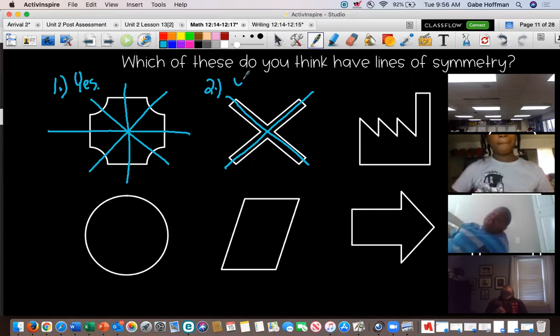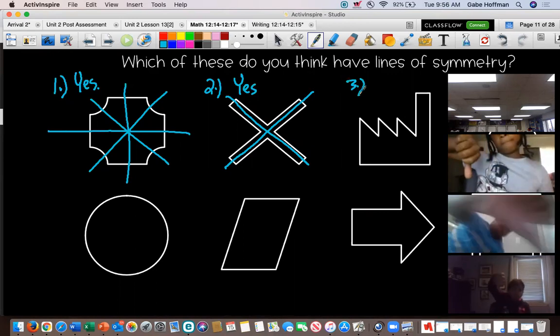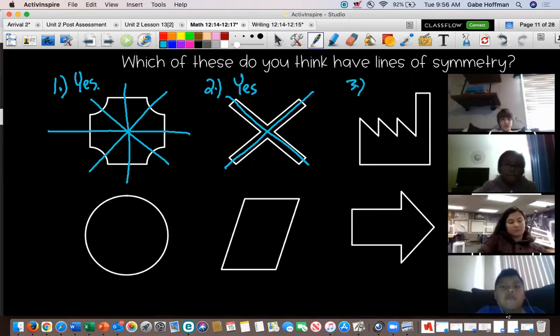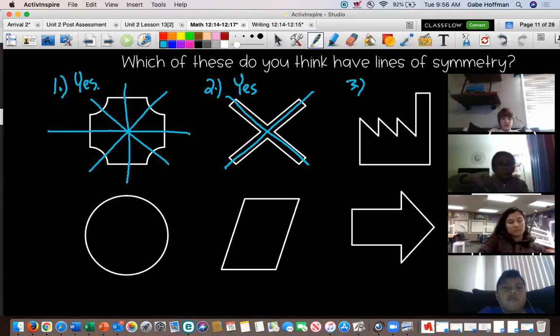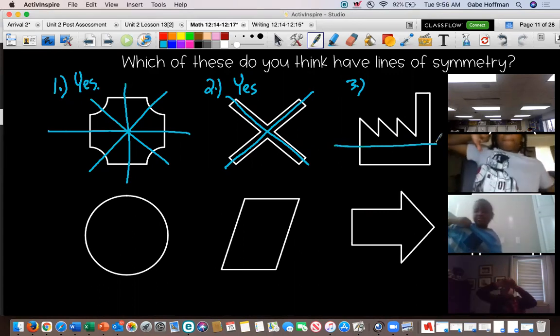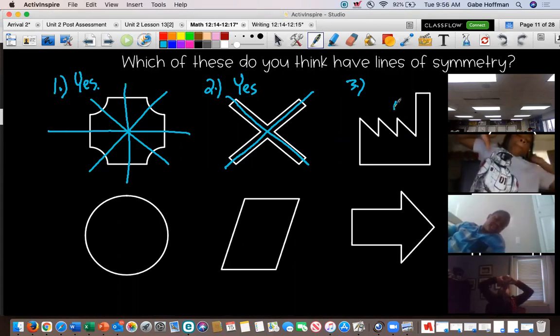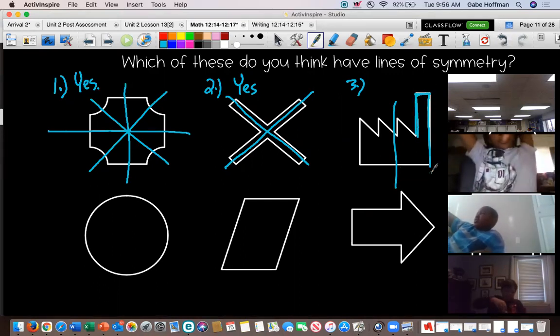Number three, yes or no? Does it have a line of symmetry? Yes or no for number three? Hey, just give me a thumbs up or thumbs down. You don't need to say it out loud because I want other people to get a chance to think, okay? Very good. There's not one. If I split it in half like this, you got the weird design on the top. If you go down the middle like this, this part over here is different than everything else. So number three is no.